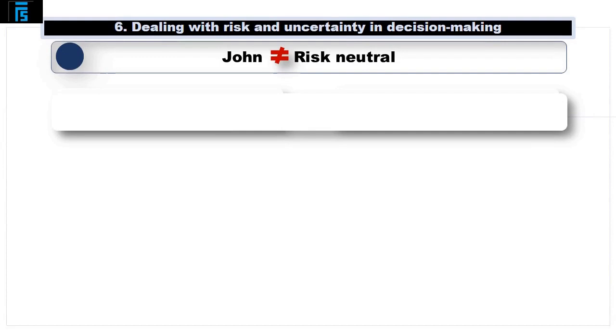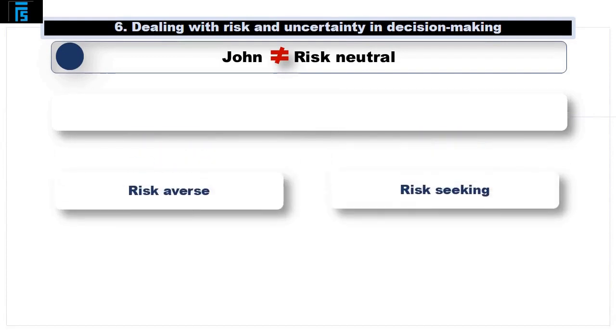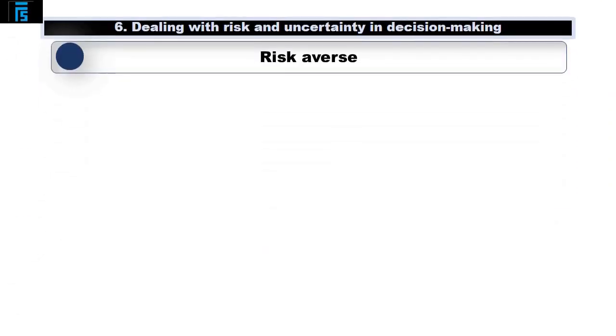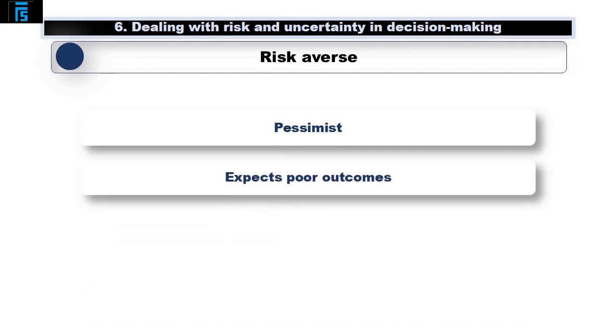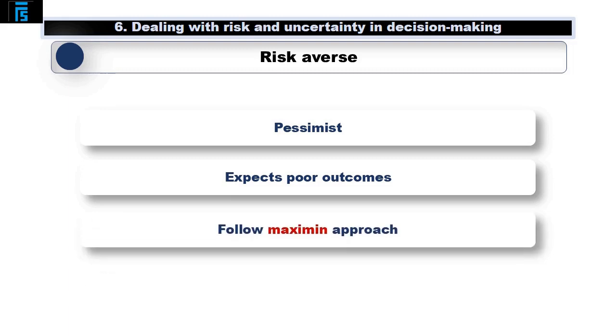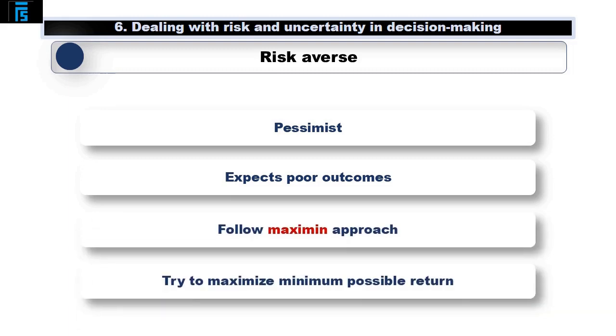Jack, however, may not be risk neutral. He could be risk averse or risk seeking. A risk averse decision maker is in essence a pessimist and assumes that poor outcomes will occur following their decision. They therefore make the decision that will make that poor outcome the best it can possibly be. This is known as the maxi-min approach, maximising the minimum possible return.